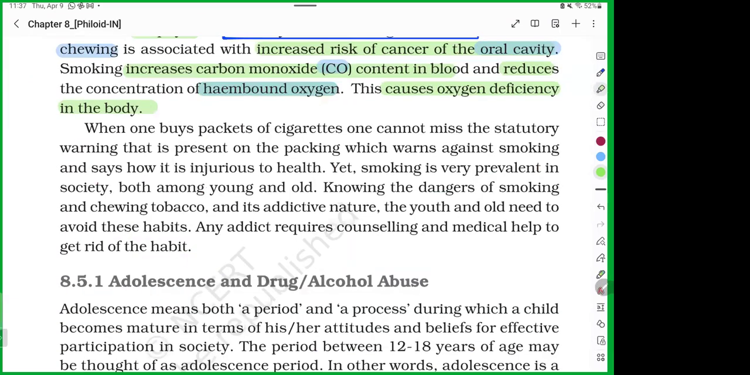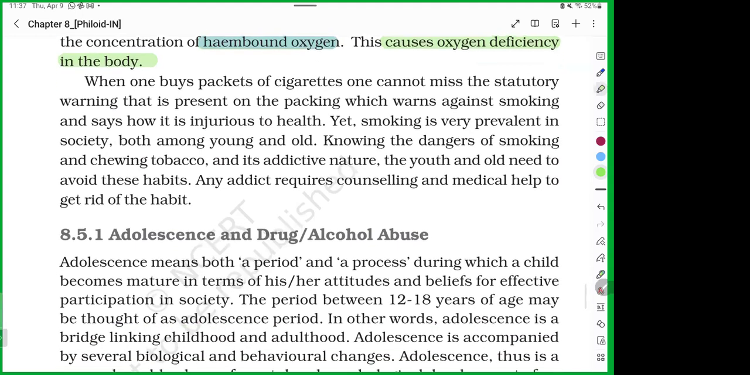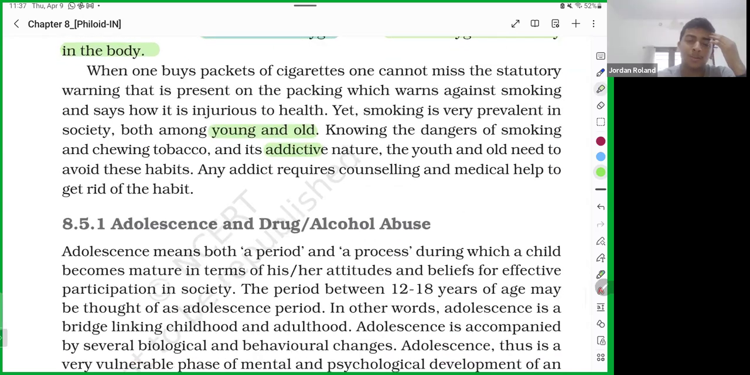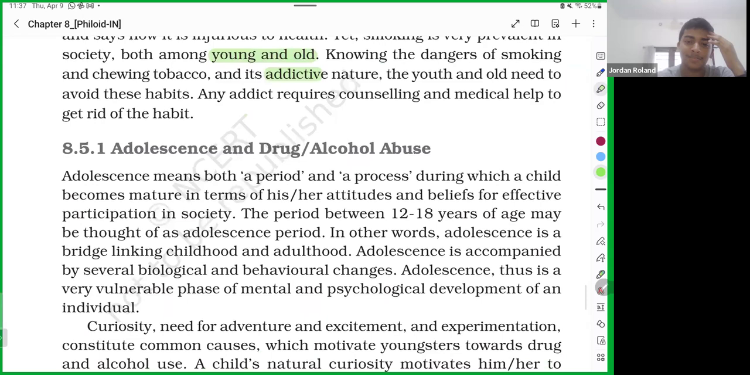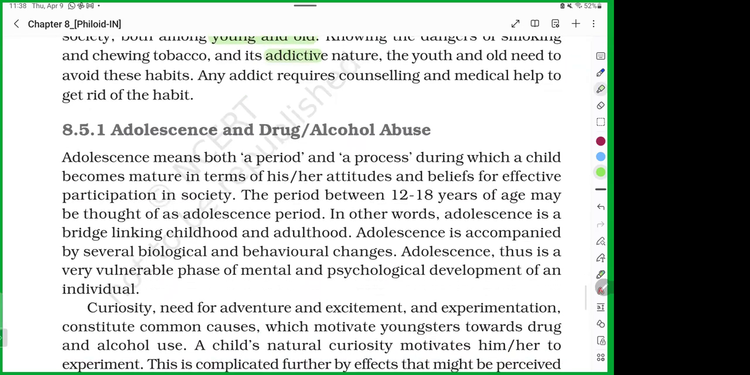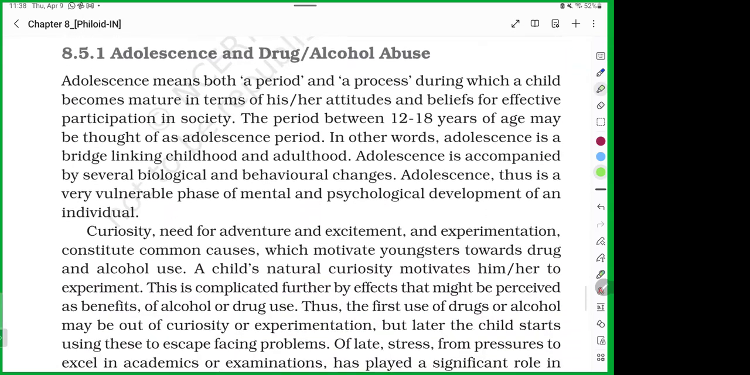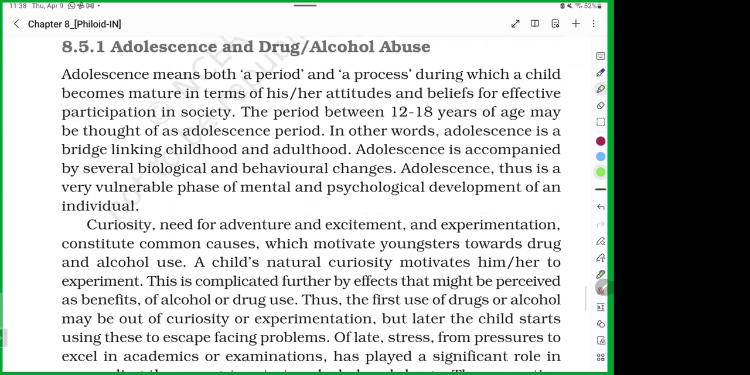Anybody who buys a cigarette packet sees a warning that you might get cancer, but still people ignore it. I don't know why. Correct. And not only the young, even old people do the same thing. They know smoking is dangerous and addictive in nature, but still people are doing it. No one should become like Mukesh. Seriously, nobody wants to become like Mukesh, but still people are doing this.